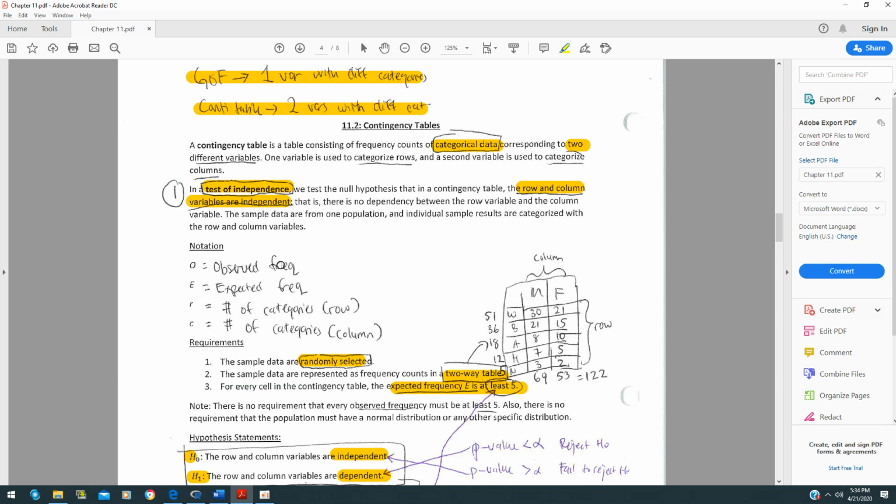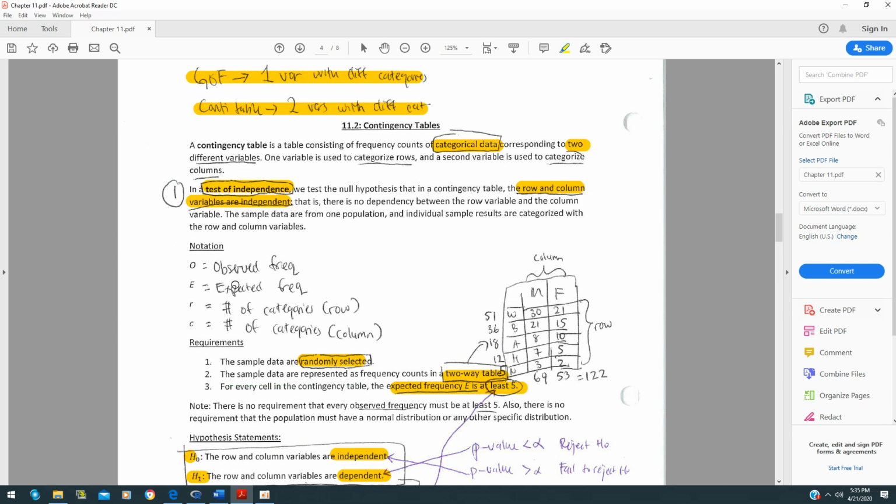O is the observed frequency. Again, this observed frequency is usually given in the data or you collect it from the sample. So all these numbers are what we call the observed frequency. E is the expected frequency, meaning we expected to have that many people in such a cell. In this case, 30 means you have 30 males who are white, and 21 means we have 21 females who are white. So this is the observed frequency.